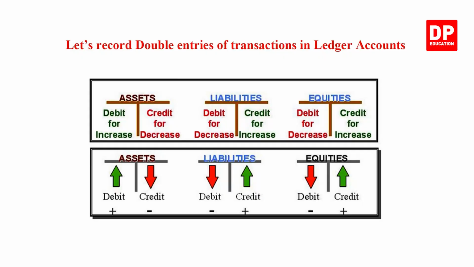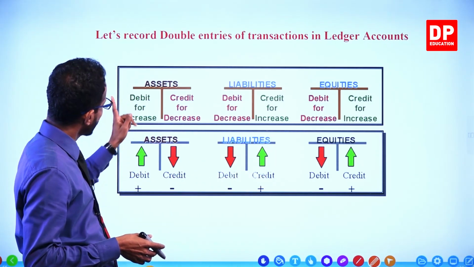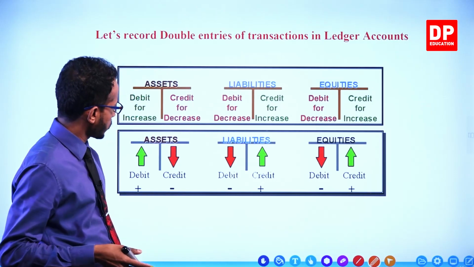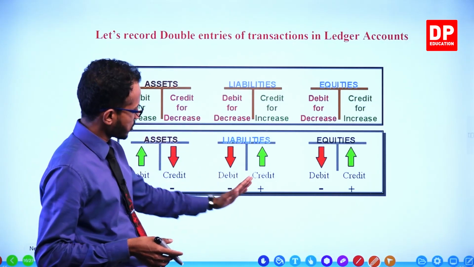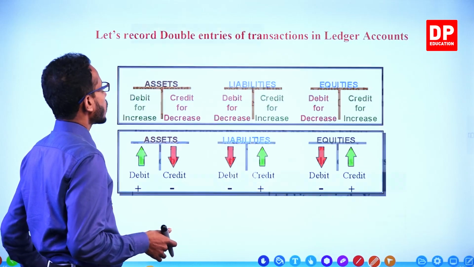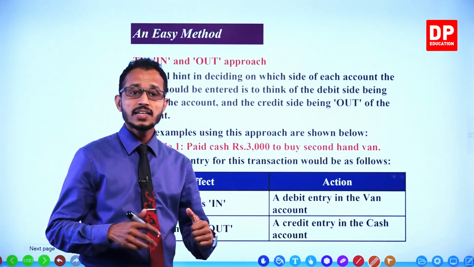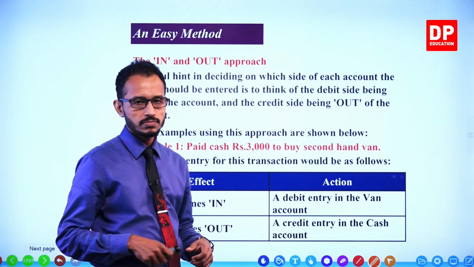Shall we move on? We have a lot of transactions to record. Let's record double entries of transactions in ledger accounts. That's what we're going to do now. All right, children, we have another demonstration of debits and credits. Assets increase, decrease, liabilities decrease, increase. Let's get to it without further delay. Moving on to record transactions in double entry accounts. The debit credit game is going to start now.